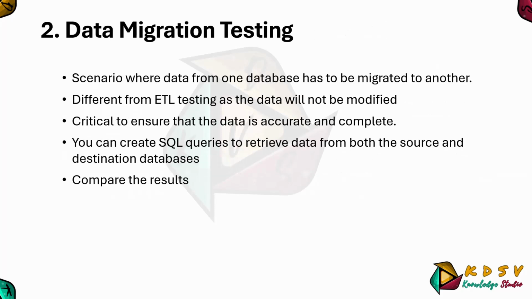Next one, data migration testing. Let's talk about another key area where SQL becomes super important for QA engineers. Data migration happens when your company moves from one database system to another. Maybe it's moving from MySQL to PostgreSQL or from on-premises servers to the cloud. Unlike ETL testing, here the data is not supposed to be changed. It should be copied exactly as it is. As a QA engineer, your job is to make sure nothing was lost, altered, or duplicated during the move.